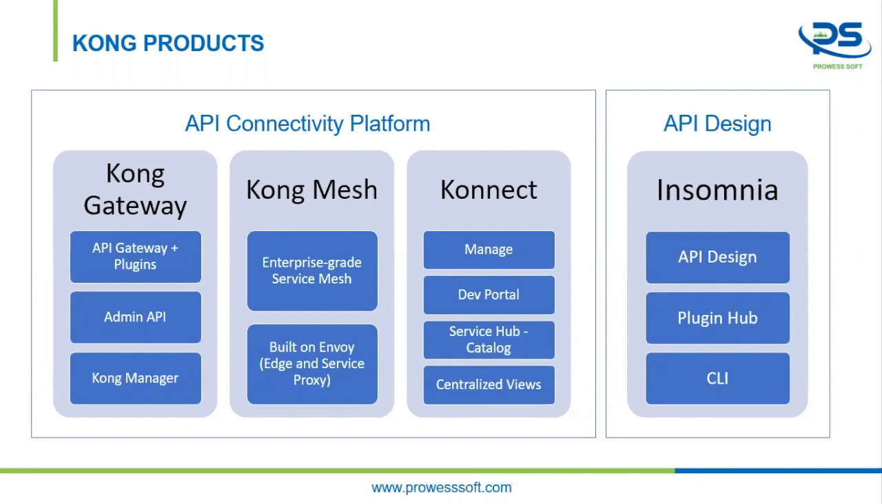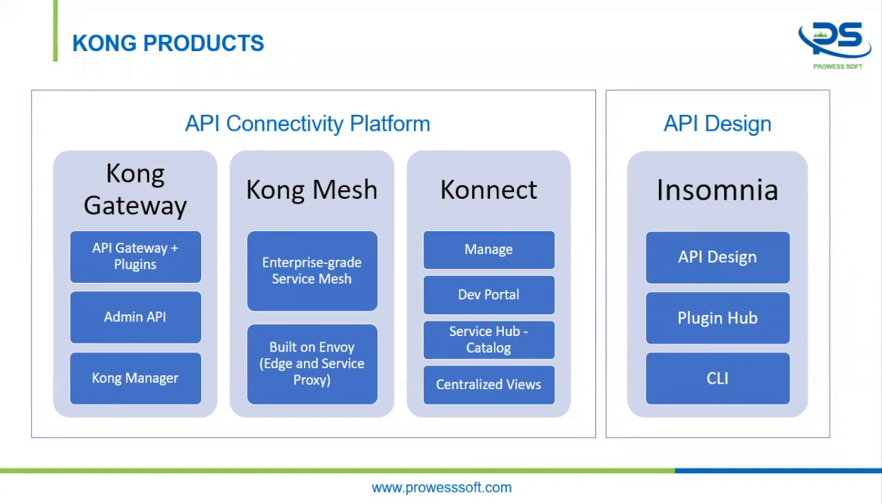Along with Kong Gateway, the API connectivity platform for Kong also provides Kong Mesh. Kong Mesh is an enterprise-grade service mesh, and it is built on an open source edge and service proxy, namely Envoy. This is an implementation of a service mesh which is out of the scope for now, and we'll save it for a later day.